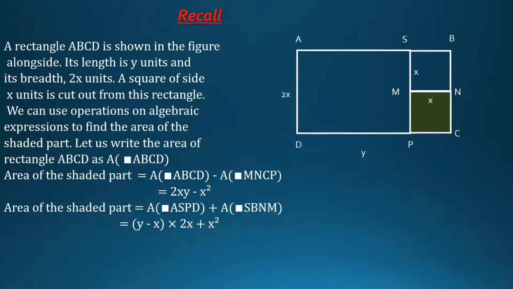Area of SBNM. SBNM is a square. Area of square is side square, whose side is x units, so it will be x square. So we will have y minus x into 2x plus x square, which after simplifying we get 2xy minus 2x square plus x square, which is equal to 2xy minus x square. So area of the shaded part is 2xy minus x square.